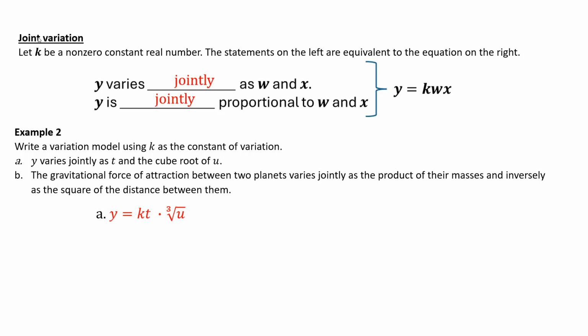And then B, the gravitational force of attraction between two planets varies jointly as the product of their masses and inversely as the square of the distance between them. So that would look like this. F, the force, is equal to K times the mass of planet 1 times the mass of planet 2 over D squared, which is the distance between them squared.